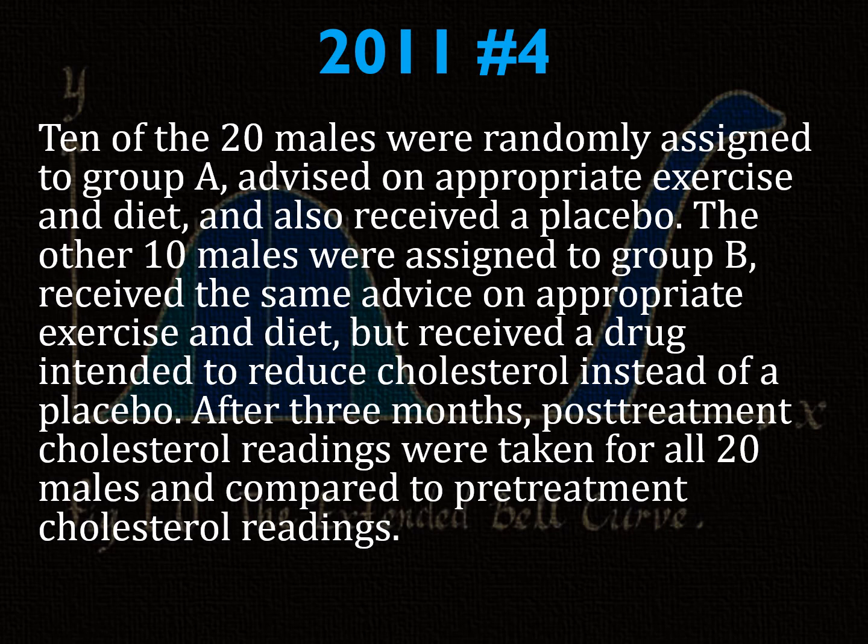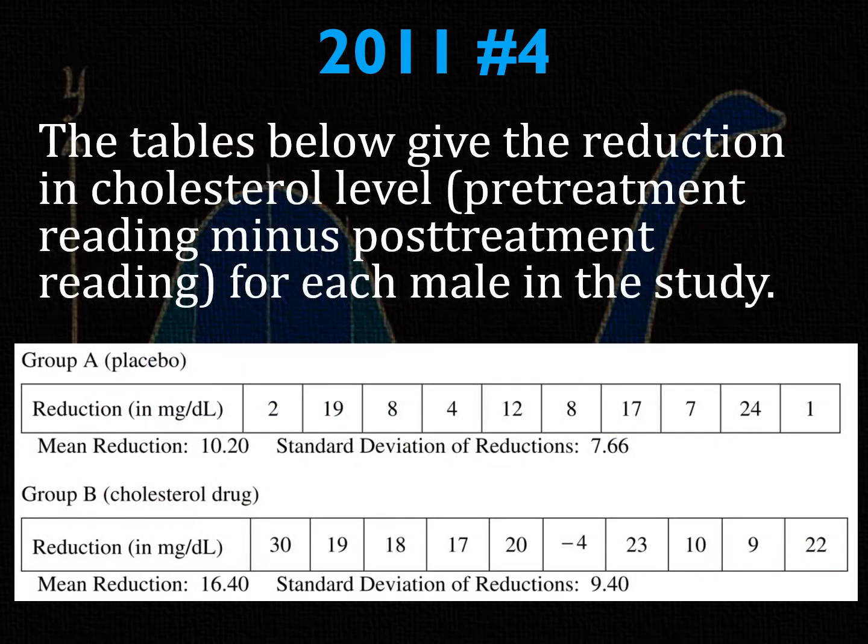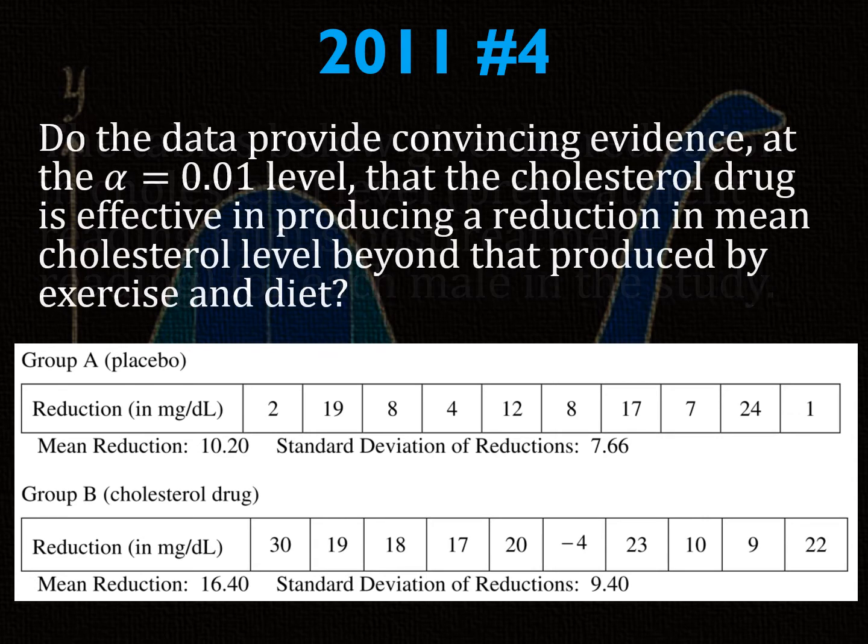After 3 months, post-treatment cholesterol readings were taken for all 20 males and compared to pre-treatment cholesterol readings. Tables below give the reduction in cholesterol level, pre-treatment reading minus post-treatment reading, for each male in the study. In other words, the positive number will tell you what the reduction in cholesterol is. It's a good number. Do the data provide convincing evidence at the alpha equals 0.01 level that the cholesterol drug is effective in producing a reduction in mean cholesterol level beyond that produced by exercise and diet?